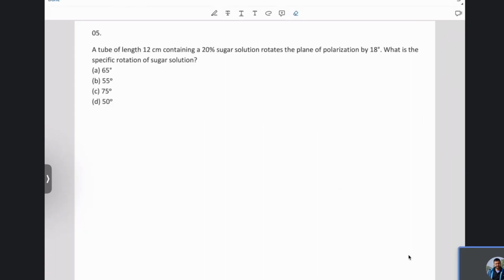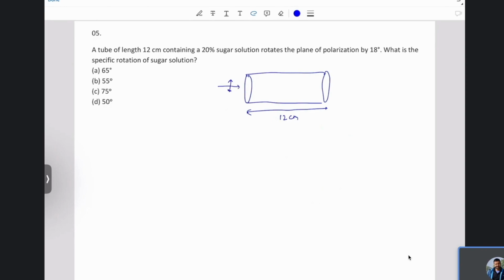Okay, then next problem. A tube of length 12 centimeter. So you have a tube, it's 20 centimeter, sorry, 12 centimeter, and it contains a 20% sugar solution. So do you know what sugar solution does to a polarized light? If there is a polarized light going inside, what does the sugar solution do?